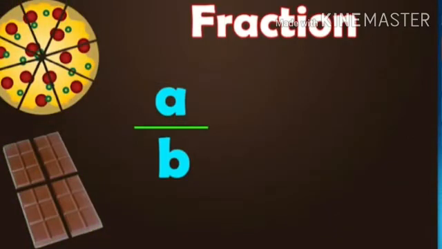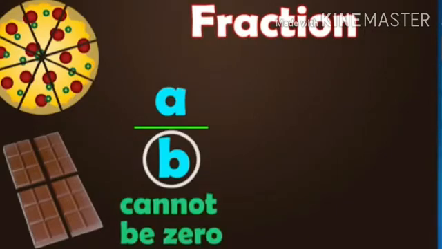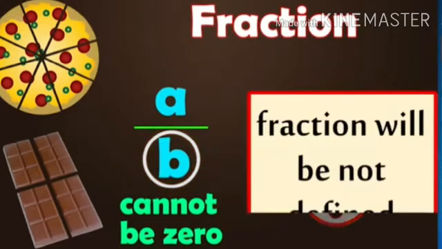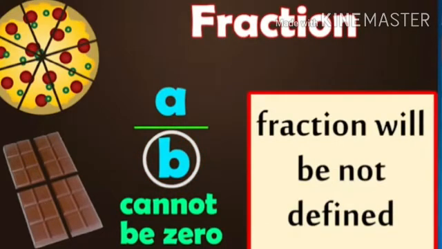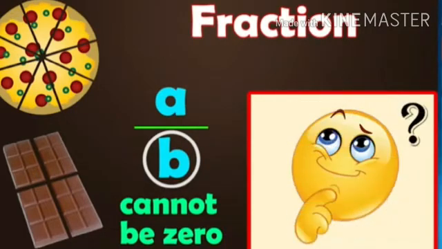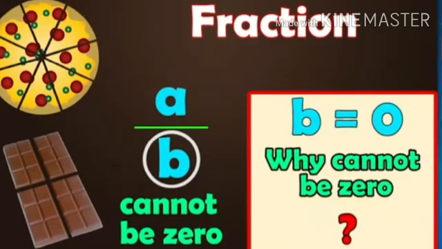Like I said before, the numbers of the form a by b are called fractions, where b cannot be 0. But why will it not be 0? Because if it is 0, then the fraction will not be defined, as we cannot divide anything by 0. Confused? But why can the denominator not be 0?